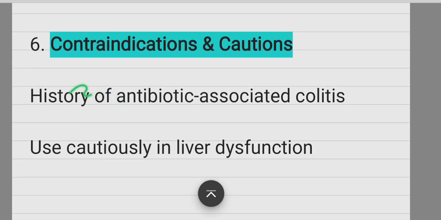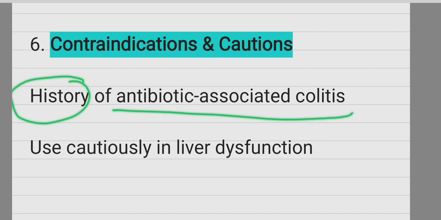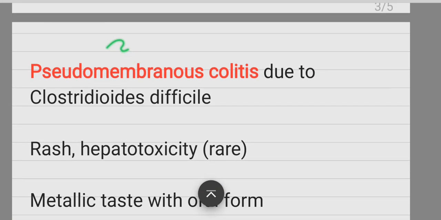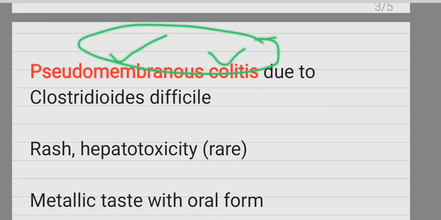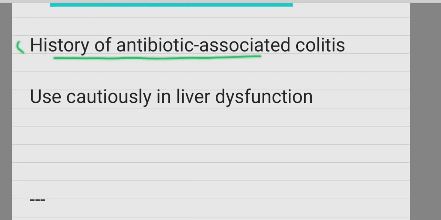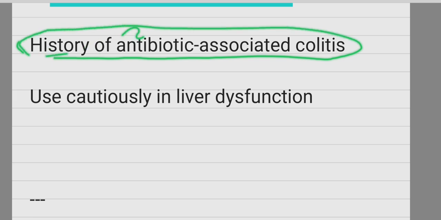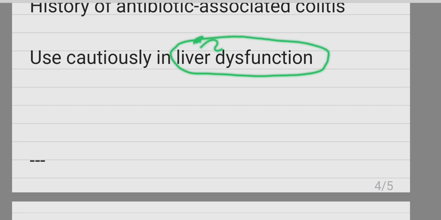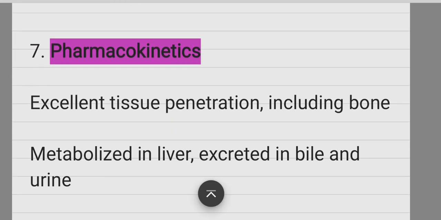Contraindications and cautions. If there is a history of antibiotic associated colitis, for example pseudomembranous colitis, already seen with certain other antibiotics, then you should not use clindamycin, because clindamycin has pseudomembranous colitis as its major side effect. Therefore, you should not use it in those patients who have a history of antibiotic associated colitis. It should also be used cautiously in liver dysfunction, because liver dysfunction is a rare side effect of clindamycin.